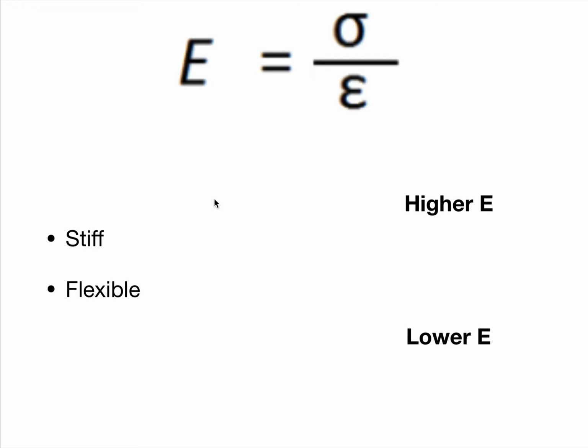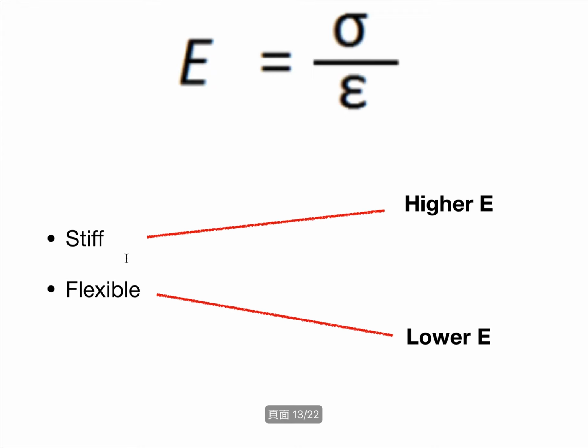Okay, so think about it. Say we have two materials, one is stiffer, the other is more flexible. Which one will get a higher E, meaning a higher Young's modulus? Think about it. When we apply the same force or same stress to it, the stiff material will elongate with a shorter strain, right? It won't change that much in length. So the denominator will be smaller. That finally causes a higher E. So the stiffer material will have a higher E, and the more flexible material will have a lower E.